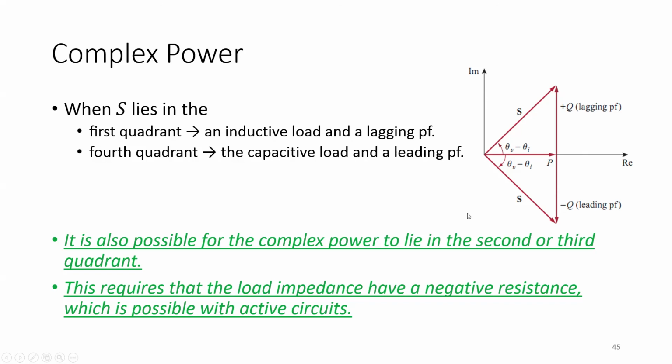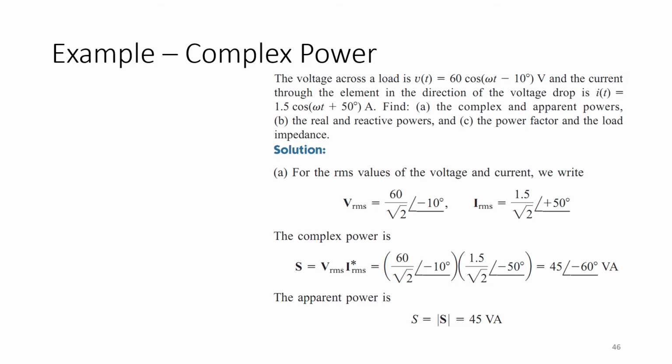It is also possible for the complex power to lie in the second or third quadrant, although this is not always the case. This is beyond the scope of this course, so we might not be covering that. It requires that the load impedance have negative resistance, which is possible with active circuits, with active elements like transistors or diodes. So it is not a topic of this course, and we need not discuss it.